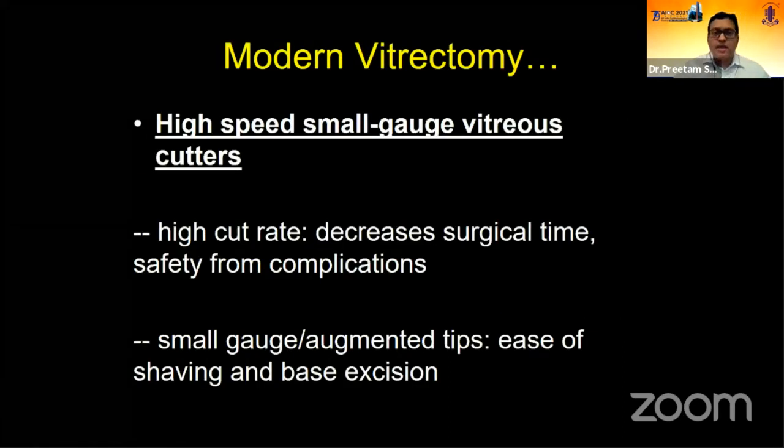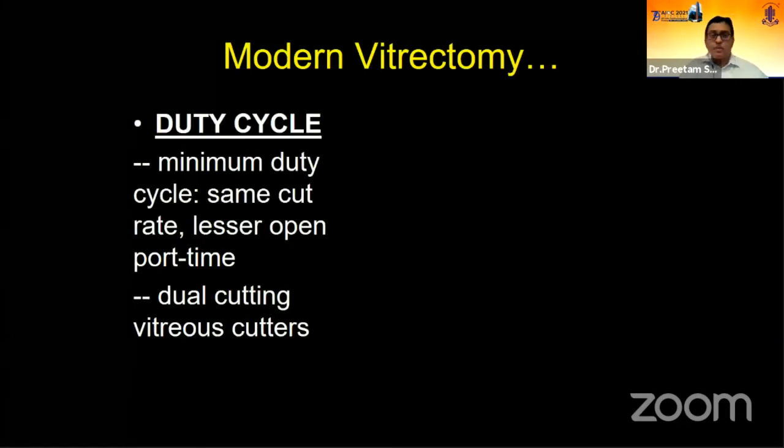The high-speed small gauge vitreous cutters again have made a lot of difference. The high cut rate decreases the surgical time, and there is safety from complications such as iatrogenic breaks because the suction on the retina is less. Again, with the small gauge, the augmented tips are very easy because you can go as close to the retina and shave the vitreous as close as possible.